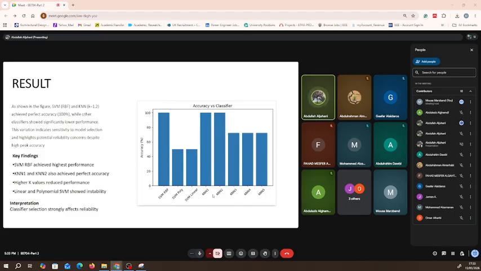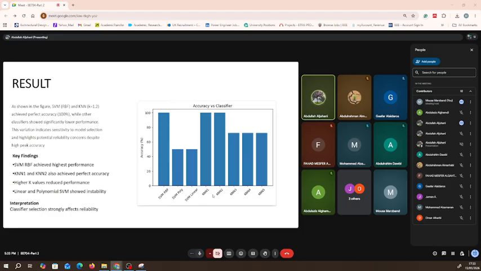This variation indicates the sensitivity to model selection and a high potential reliability concern despite the high peak of accuracy. The final result here is that the support vector machine and k equals one and two are the highest performers, and the higher the value of k, the lower the accuracy.